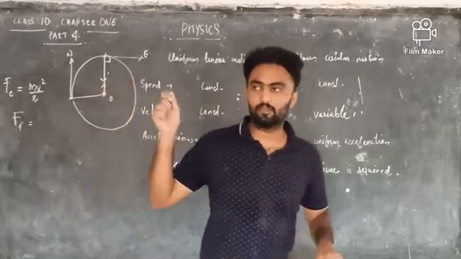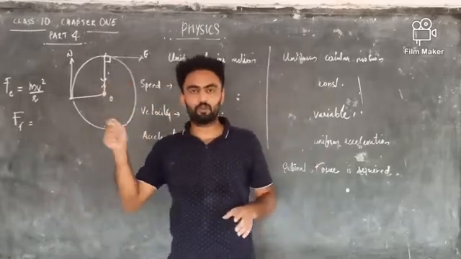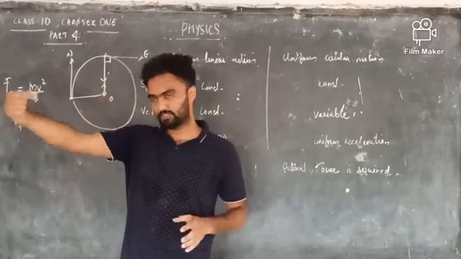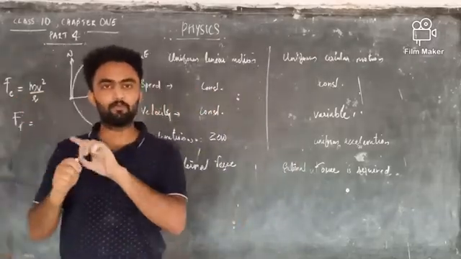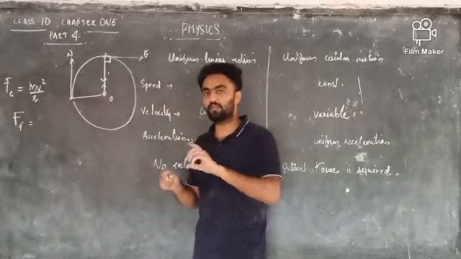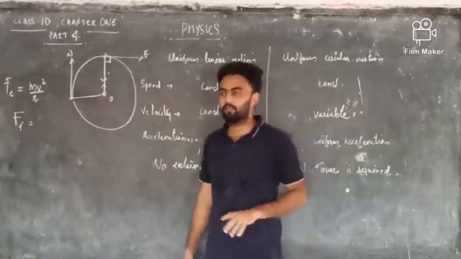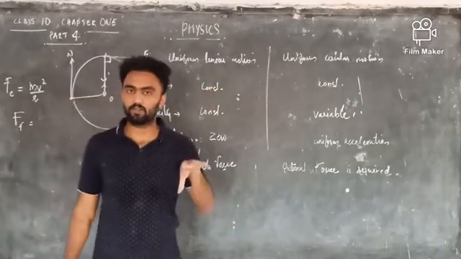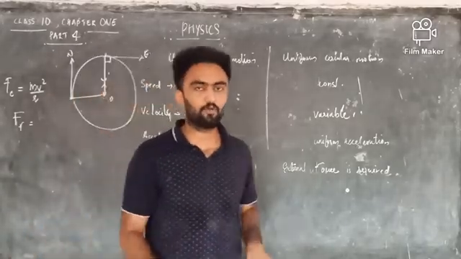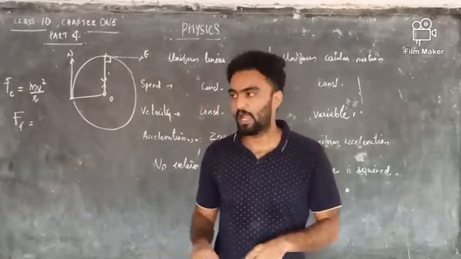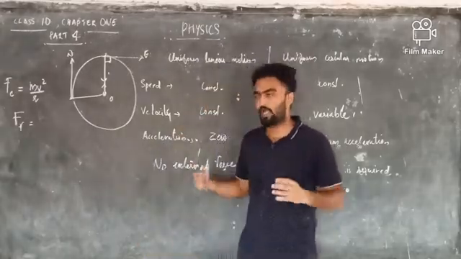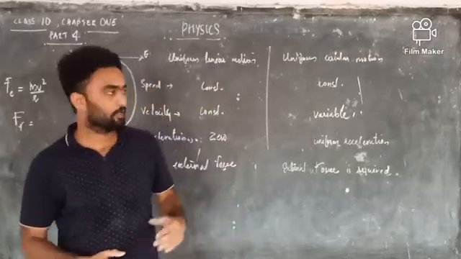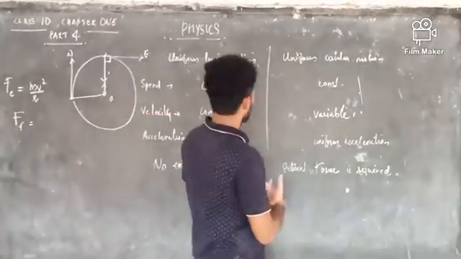When you are whirling a stone in your hand with a thread, definitely on the stone there will be a centripetal force which acts towards the center. At the same time, in your hand you will experience the centrifugal force, which acts away from the center of that circular path. Clear? So centripetal force and centrifugal force take place on different bodies, not on the same body, and they are equal in magnitude and opposite in direction. So this is the case of uniform circular motion.